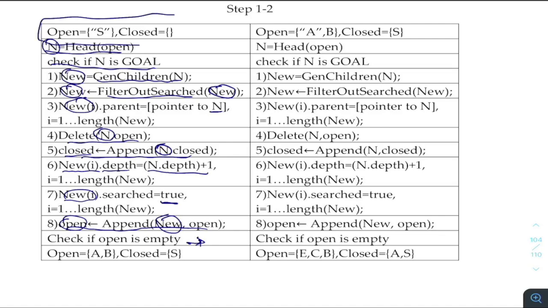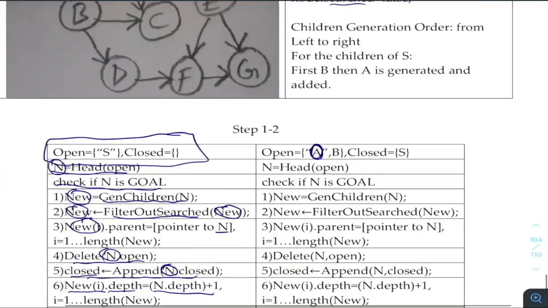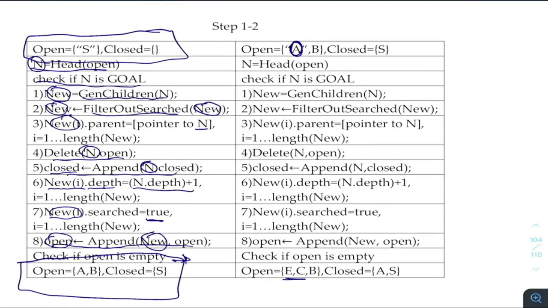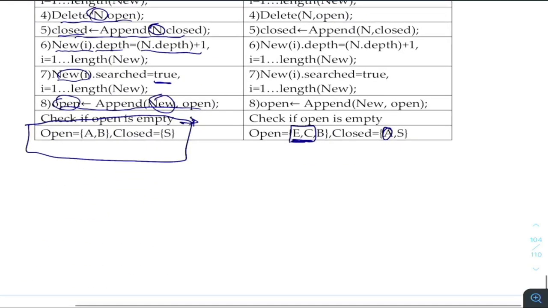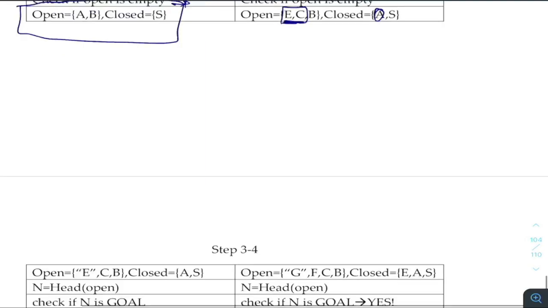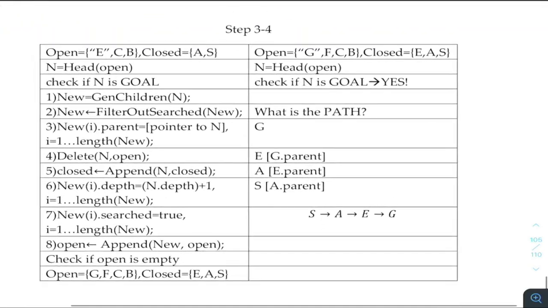Okay, let me delete that. We had this, and now we have this. Again, we pick the first element. What are the children of A? C and E. Add A to close, and delete that, and add the children. Here we are in step 3, and this is step 4, and that will be the final step.